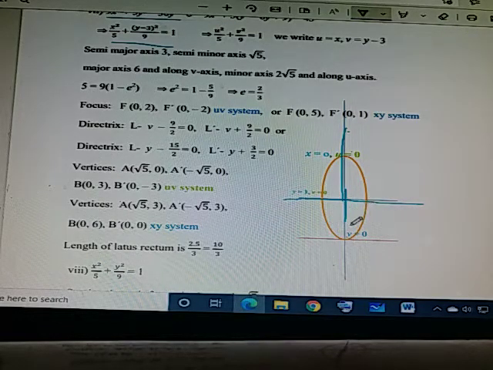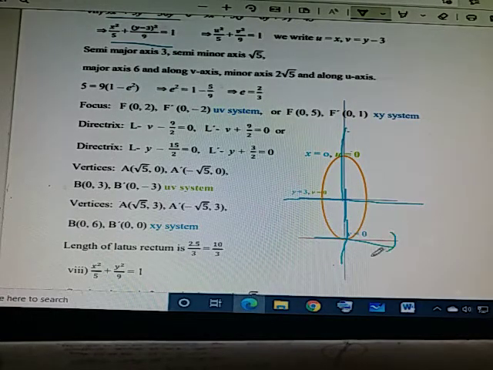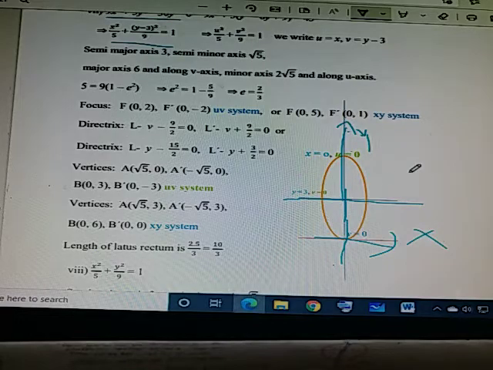But when you are coming back to the xy system, our y axis is this one. This is y axis, this is x axis. So our trace is like this. So this is x axis, and this is y axis. So our ellipse is like this.